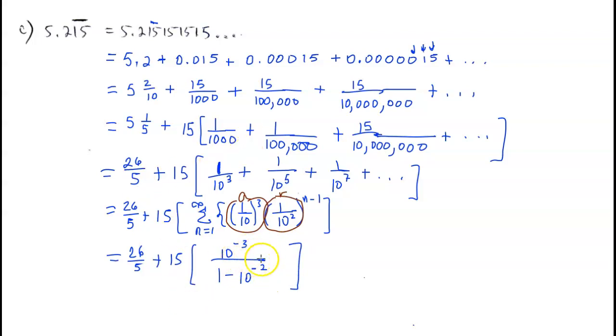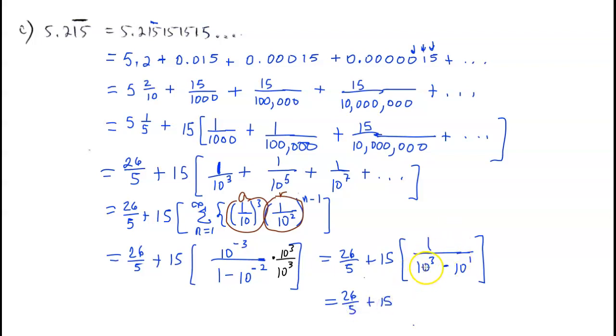So to get this in a format that's going to look nice, one of the things that we could do here is multiply the numerator and denominator by 10 raised to the 3. That'll clean this up and make it look a little bit nicer. So we have 26 over 5 plus 15 times, and now 10 raised to the 3 times 10 raised to the minus 3 is just 1. And then here we have 10 raised to the 3 times 1, which is just 10 raised to the 3, minus 10 raised to the 3 times 10 raised to the minus 2, which will leave me a 10 raised to the positive 1. And so this is 26 over 5 plus 15, and this is basically 1,000 minus 10, which is going to be 990.